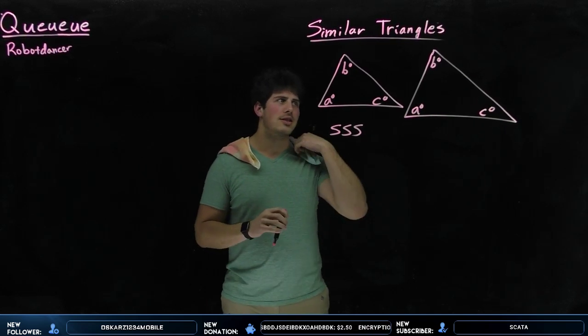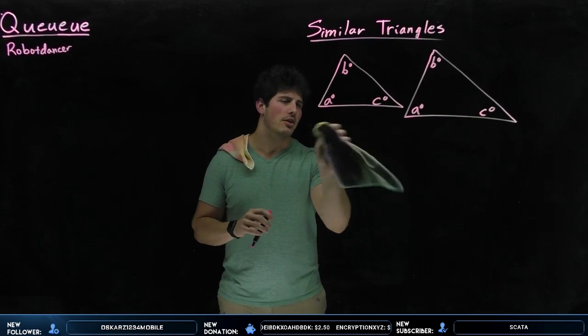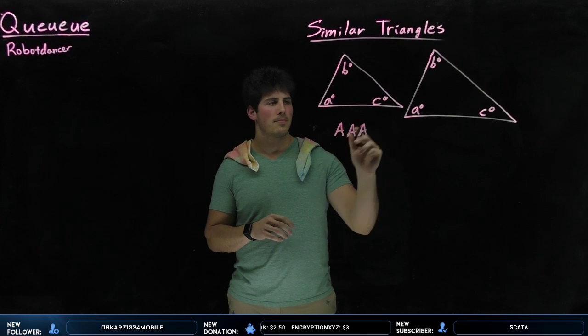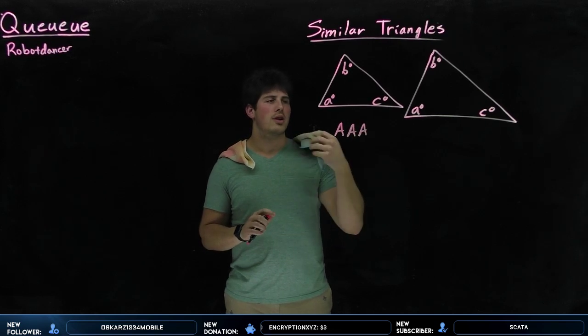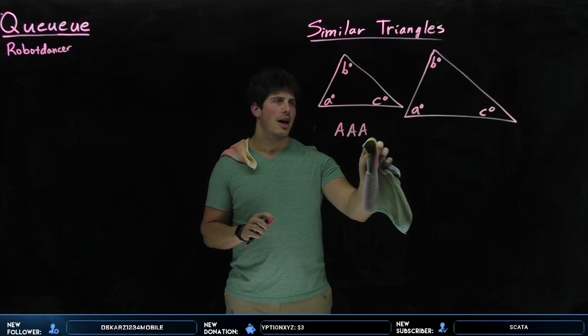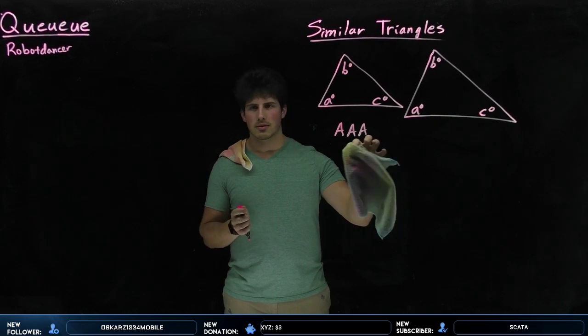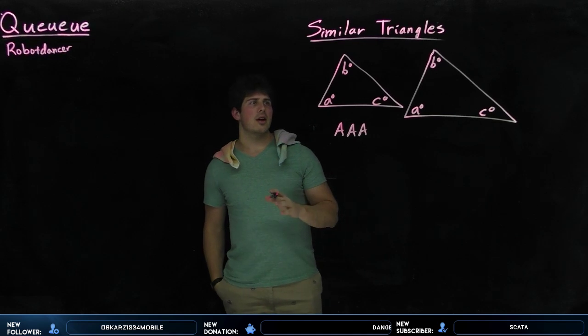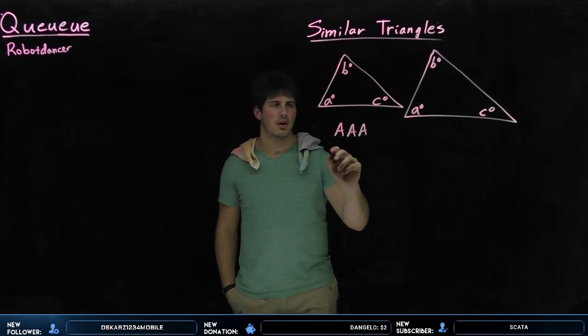But this is side, side, or sorry, not side, side, side. This is angle, angle, angle, right? Pretty much all there is for similar triangles. Because I have these three, I know something. I know they're similar, but again, let's get into what that means. That means that they are proportional to one another. All right?